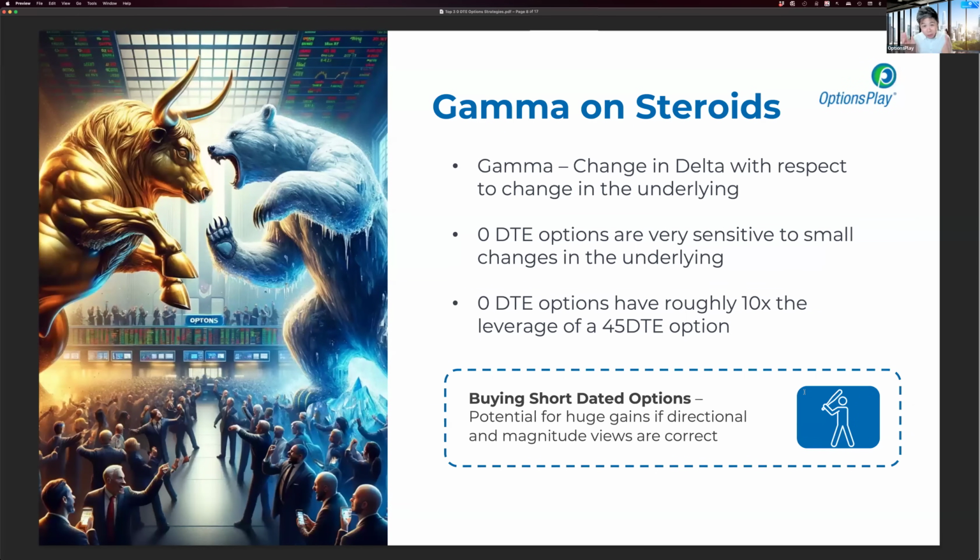So buying shorter dated options has the potential for huge gains if you get the directional and magnitude views correct, meaning this is really what a lot of traders get attracted to when you're thinking about 0 days to expiration. You may have seen YouTube videos or people claiming how they've made 500, 1,000% gains in a single day. It's usually on these types of 0 days to expiration options where they're buying an out of the money option. The underlying makes a big move, and it goes from a 50-cent option to a $5 option, a 1,000% gain on their investment.